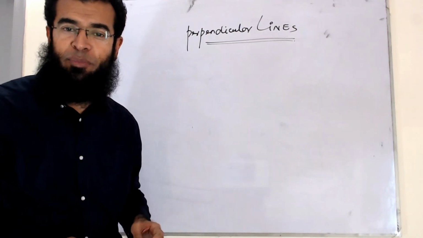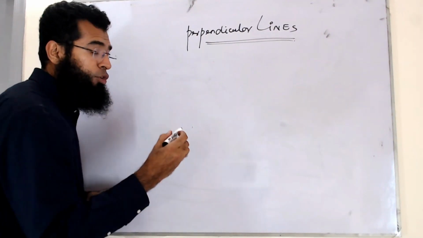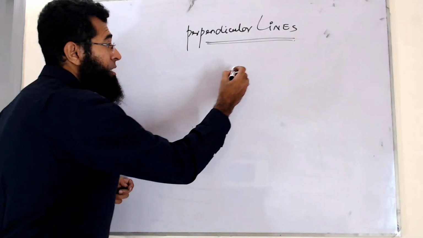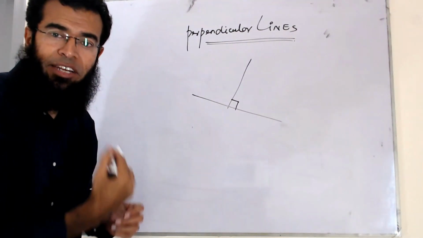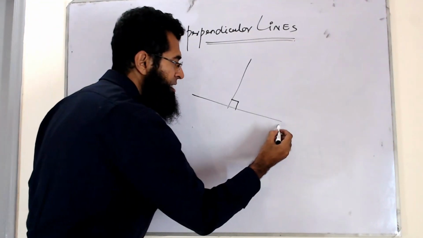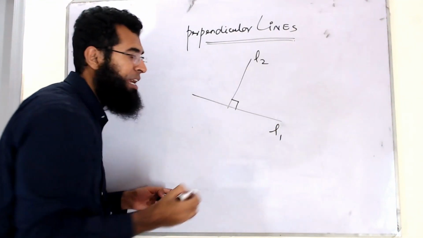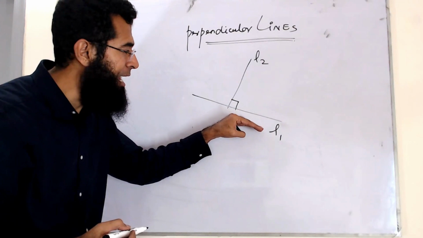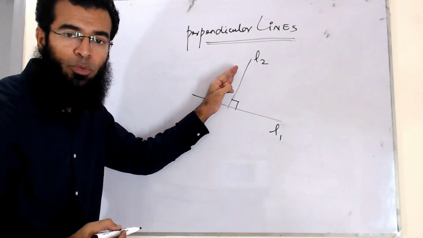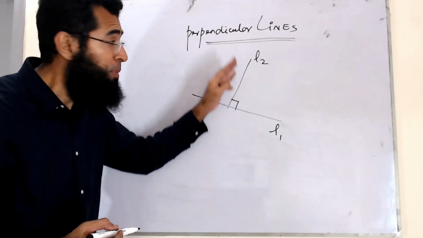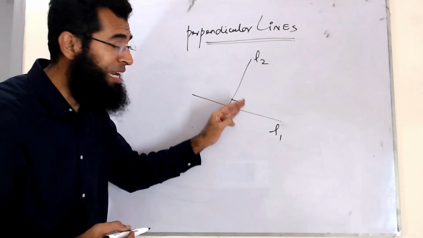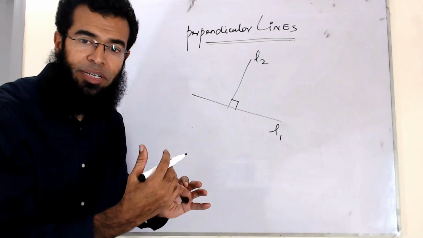Let's discuss perpendicular lines. Two lines are perpendicular if they intersect each other at 90 degrees. Let's say this is line L1 and this is line L2. So we'll say line L1 is perpendicular to line L2, or line L2 is perpendicular to line L1. Perpendicular means that they intersect each other at 90 degrees, right?